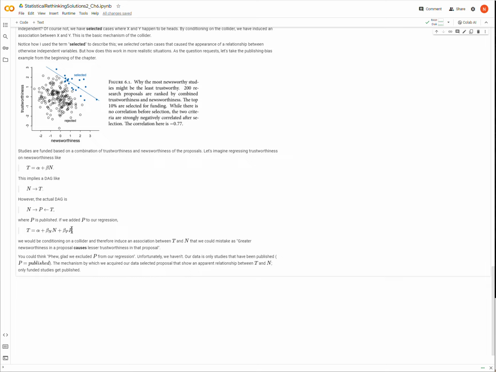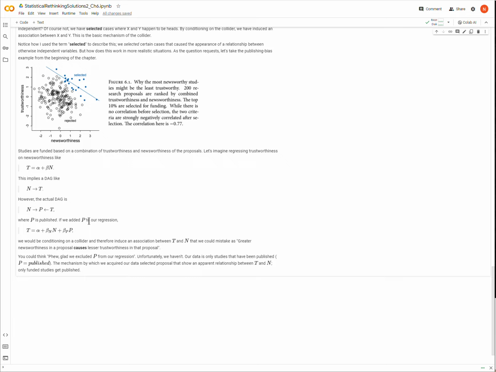Okay, and so by the way in which we collected data, only looking at published studies, we have inadvertently conditioned on a collider. And therefore, even this regression will show a relationship between T and N, even though, if we were to consider the entire data set instead of just the blue ones, so the blue ones are the published, or the funded ones that go on to get published, we would not find an association between T and N. Our data set was only the blue ones, but had we had access to all of the data, we would not find an association.